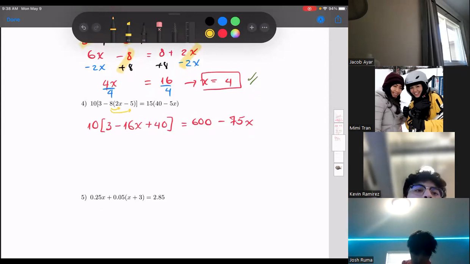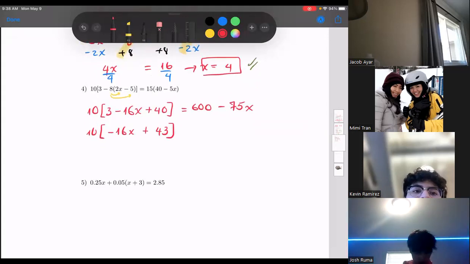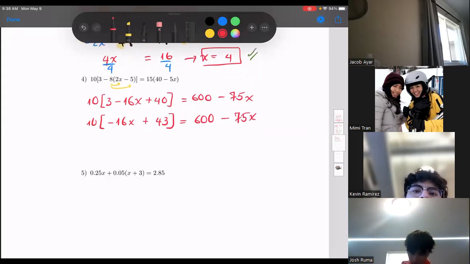And now we're going to distribute the 10. Oh, before that, I would combine like terms inside the bracket. So I got 3 and then 40, right? So 10 times bracket negative 16x plus 43. And then now I distribute the 10. Let me rewrite this right hand side. 10 times negative 16x is negative 160x. 10 times 43 is positive 430, equals 600 minus 75x.